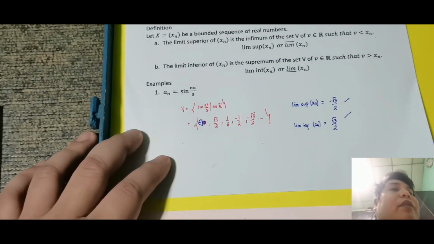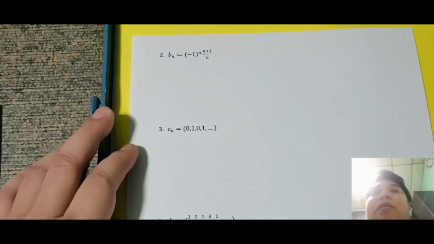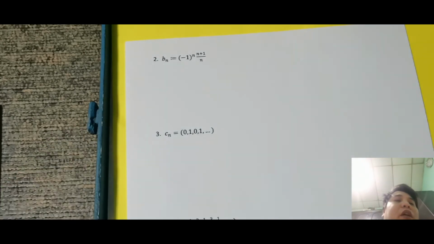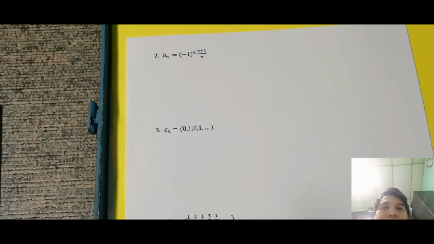Okay, another example. For number 2, b sub n is defined to be negative 1 raised to n times n plus 1 over n. The obvious thing is it oscillates: negative, positive, negative, positive. But it has values. For n equal to 1, that is negative 2. For n equal to 3, that is negative 3. Now, what is the limit superior and the limit inferior?